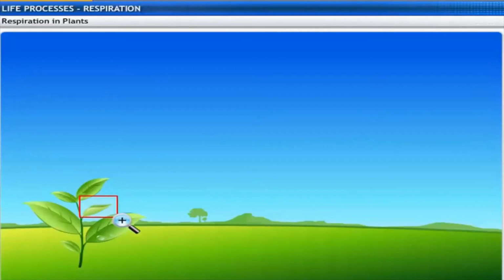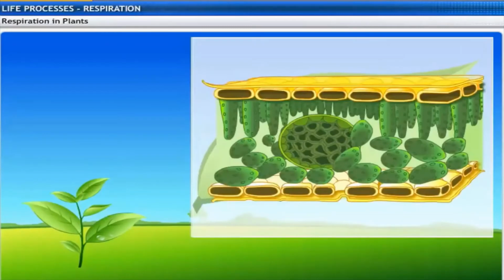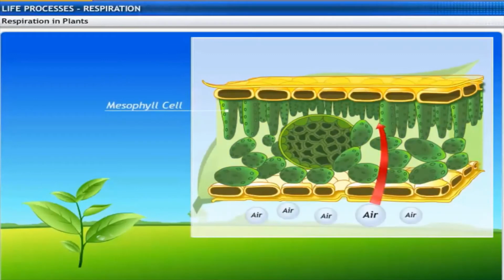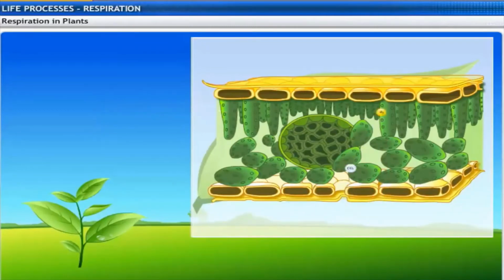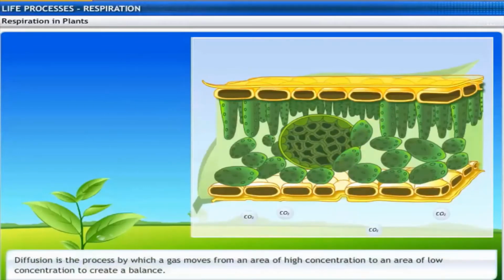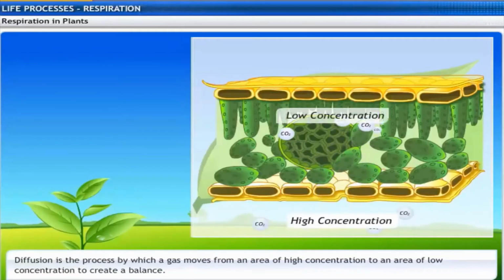Stomata are small openings seen on the lower surface of the leaves. The leaves have large intercellular spaces in between the mesophyll cells. This ensures that all the cells are in contact with air. Carbon dioxide and oxygen are therefore exchanged through the stomata by diffusion. Diffusion is the process by which a gas from an area of high concentration will move to an area of relatively low concentration until an equilibrium is reached.